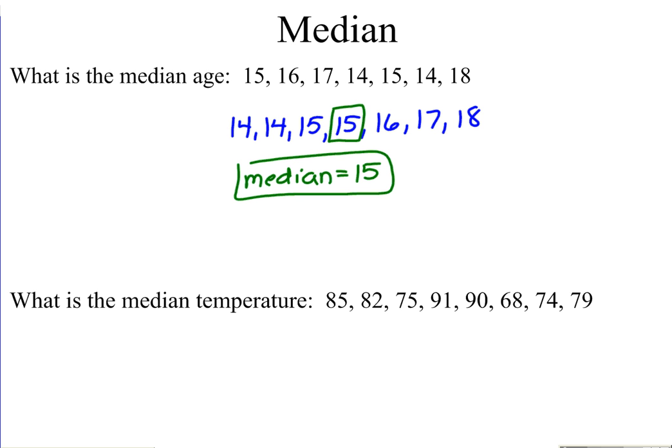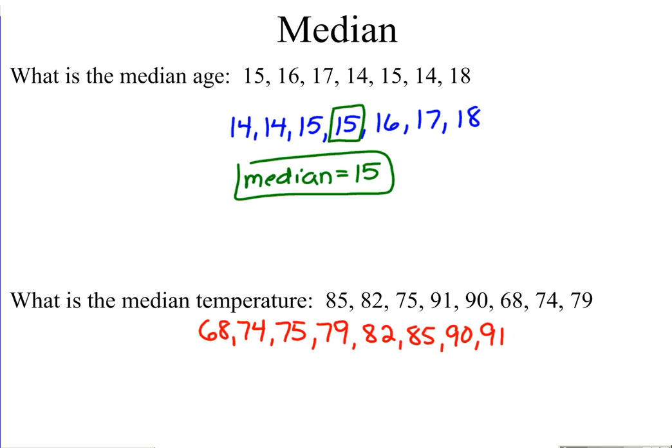What is the median temperature? So we have a temperature of 1, 2, 3, 4, 5, 6, 7, 8 days. We want to find the median temperature. First thing we need to do is rewrite this in order: 68, 74, 75, 79, 82, 85, 90, and 91.